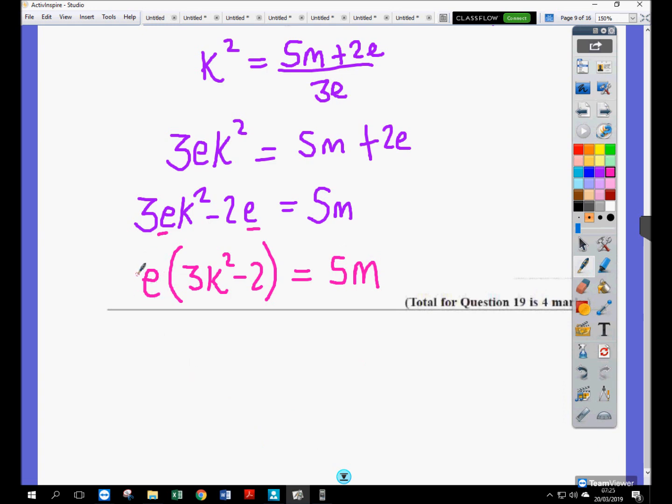E is on its own now, almost. If I divide by that bracket, then E will be on its own, which is the objective of the question. Because it's E times that bracket, so it will become divided on the other side. 4 marks.